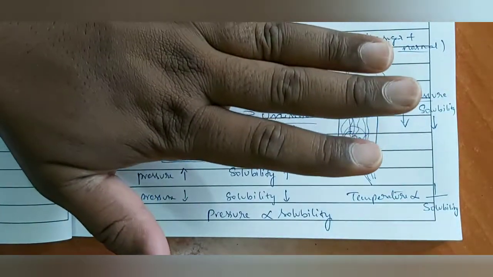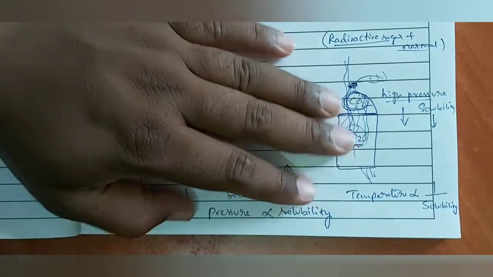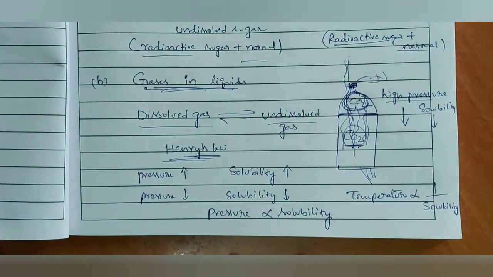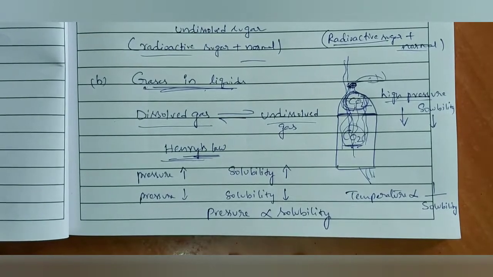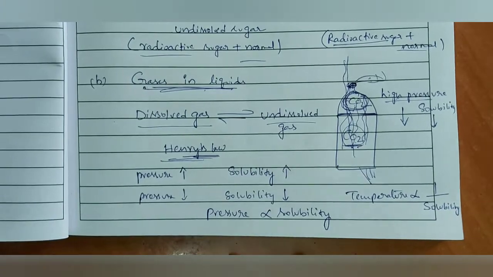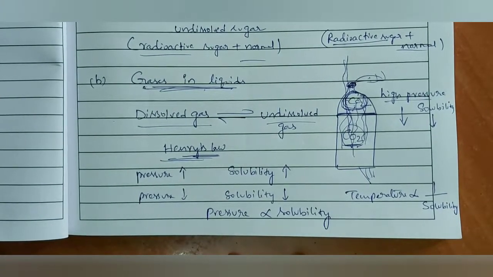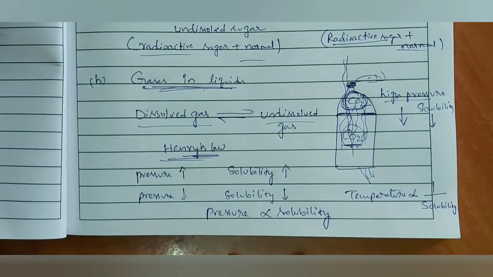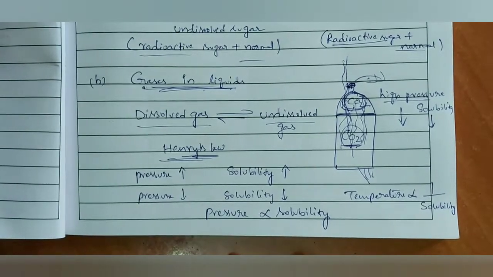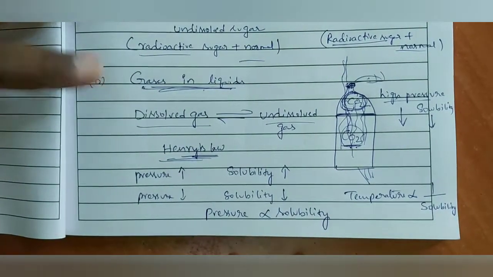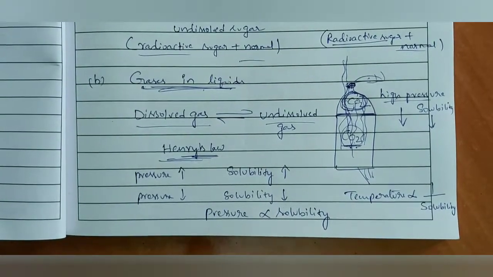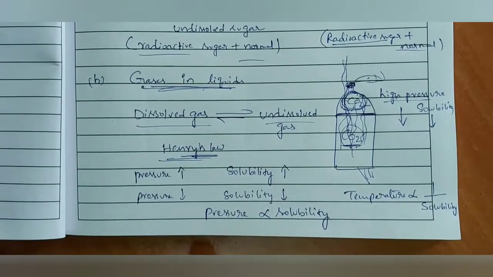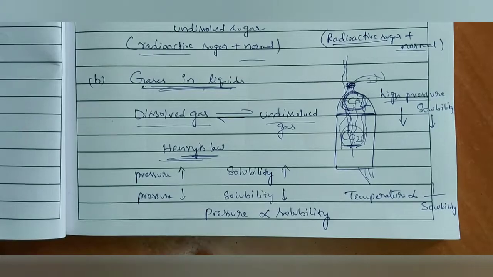Totally 5 processes we have seen. Those 5 processes are: first one, solid to liquid; second one, liquid to gas; third one, solid to gas; fourth one, those in solutions, solids in liquid solutions; and fifth one, gases in liquid solutions. These are the 5 processes we have seen under the heading physical equilibrium.